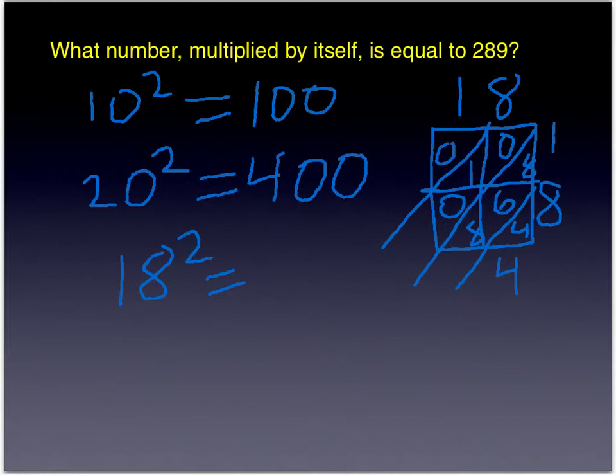All right. 8 plus 8 is 16, plus 6 is 22. Let's move the 2 up here. So we get 2 plus 1 is 3. So we get 324. All right, we're not there yet. I'm a little bit over 289, so I'm getting closer. The next logical step would be to go down one number. So let's try 17 squared.